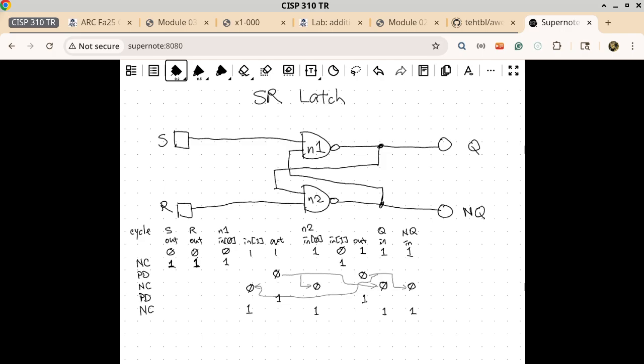What about the out of N2? It was a 1, changed to a 0, now it's back to a 1. Q, same thing. Q and NQ are not really too big of a deal because whatever the outputs of N1 and N2 are will go to Q and NQ respectively. So we're not too concerned about Q and NQ. They're just some output pins.